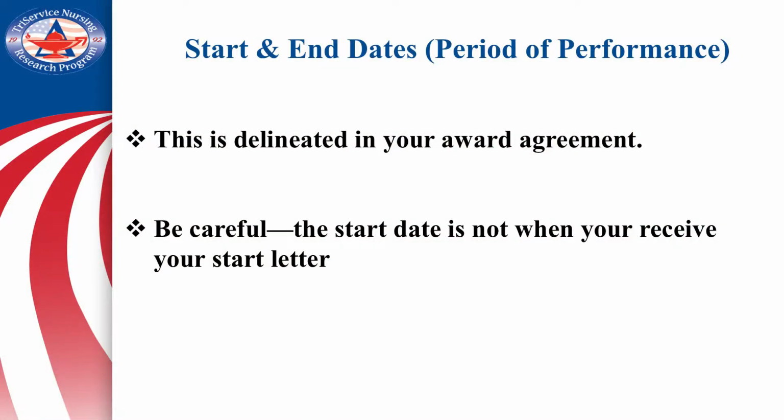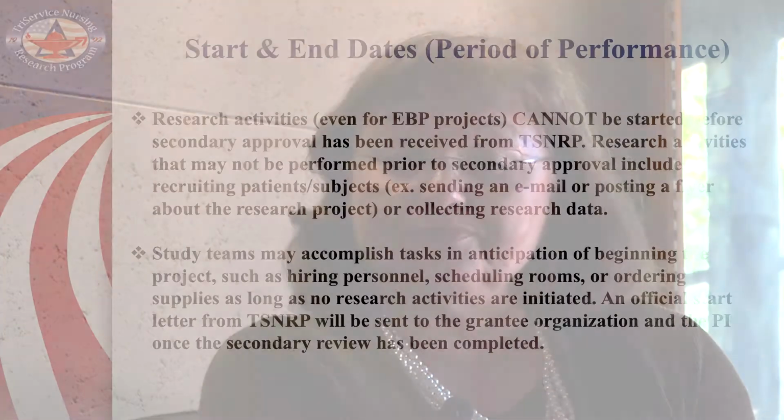The start and end dates of your grant are delineated in your award agreement. Be careful. The start date of your award is not the date on your start letter that you will receive. The start date is the date indicated in that award agreement. So for example, if you have a 6-month progress report due, it is due from the date in the award agreement, not the start date of your letter.